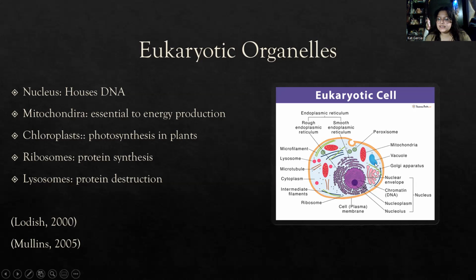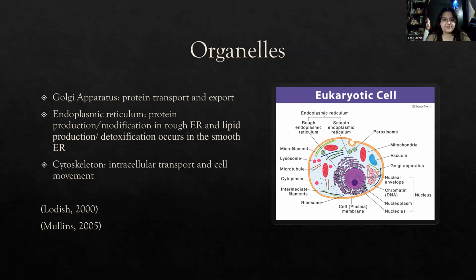Next, we have chloroplasts, and we also have ribosomes. Chloroplasts are where photosynthesis occurs in plants. And then ribosomes is where protein synthesis occurs. Lysosomes being where protein destruction occurs. And these are shortened, generalized definitions. At the end, there are resources to find out more specific details and information on these organelles, but these are shortened, generalized definitions of them. So again, the nucleus, mitochondria, chloroplasts, ribosomes, and lysosomes.